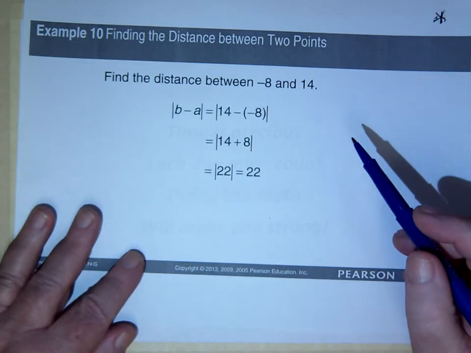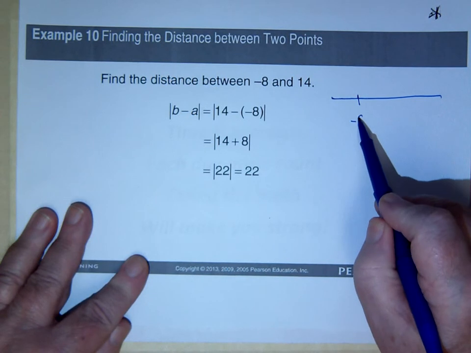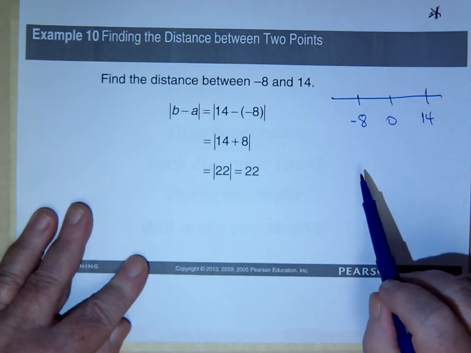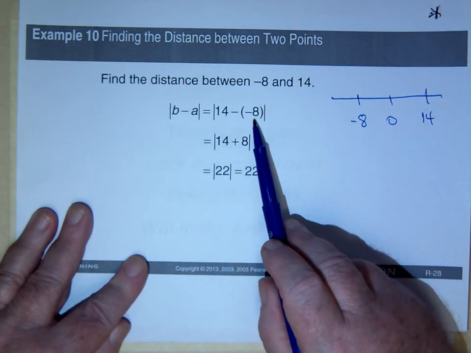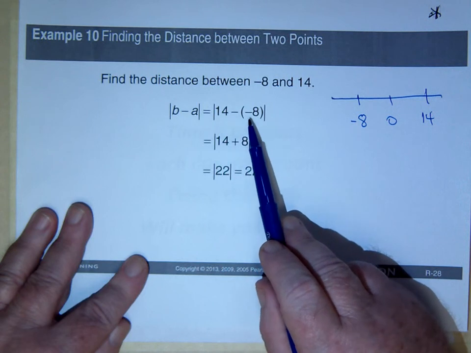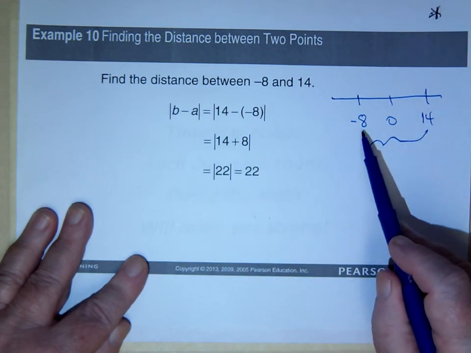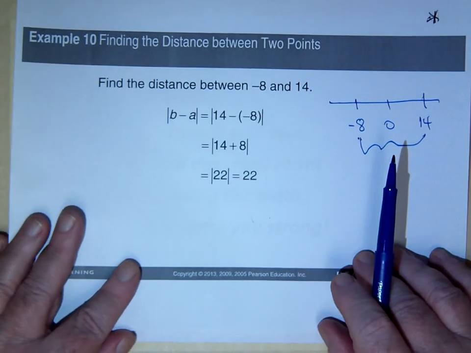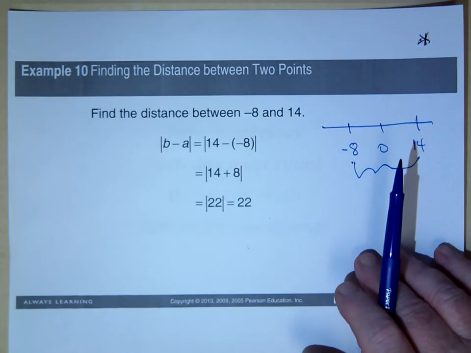We can also talk about the difference on a number line between two numbers. And if you do this, you will say, well, the difference between 14 and minus 8 is going to be 22. That means if you walked from this minus 8 to 14, you would have walked 22 units. So that's the way it is with real numbers.